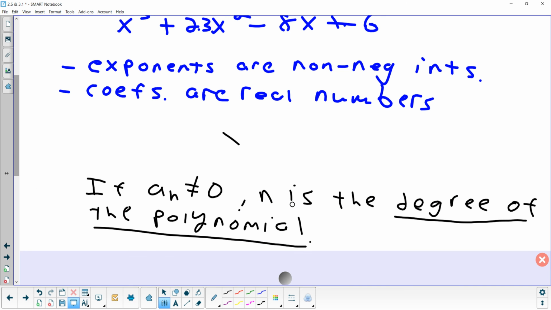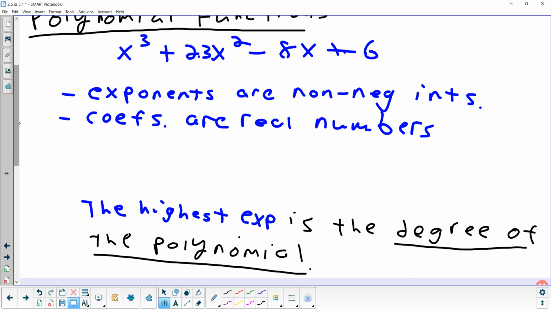Now, let's see. The highest exponent is what we call the degree of the polynomial. So could anyone tell me, looking at the one I wrote in blue, what's the degree of that polynomial? Jake? It would be 3. Yeah, this is called a degree 3. We could also call that a cubic polynomial.